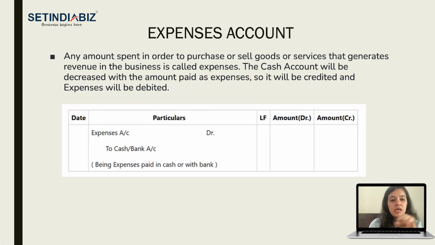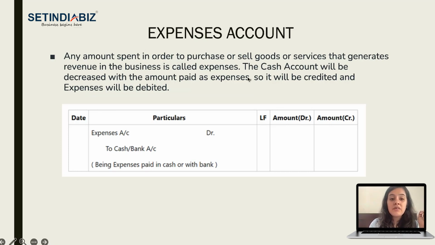Expenses account. Any amount spent in order to purchase or sell goods or services that generates revenue in the business is called expenses. For example, we are paying electricity, we are paying rent of the warehouse, right? These are the basic expenses. We are paying salaries to managers. The cash account will be decreased, right? So whenever an asset decreases, it will be credited with the amount paid as expenses.